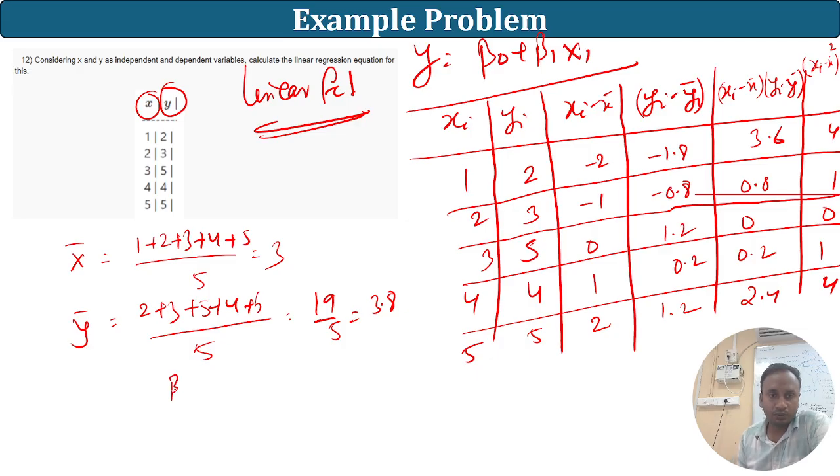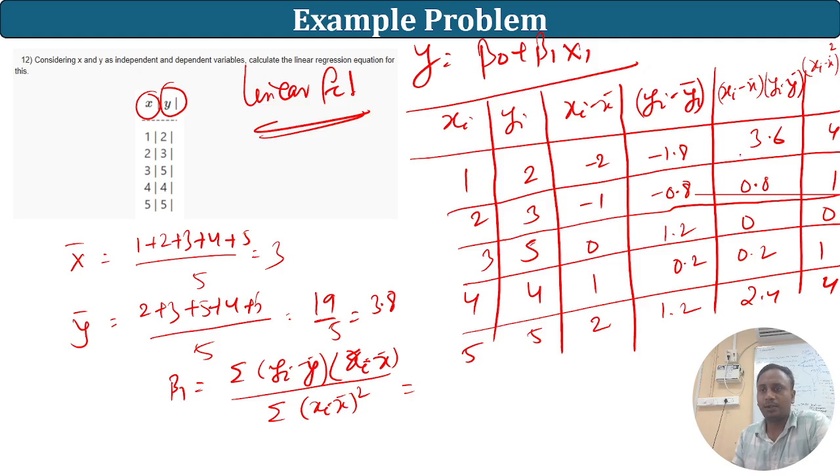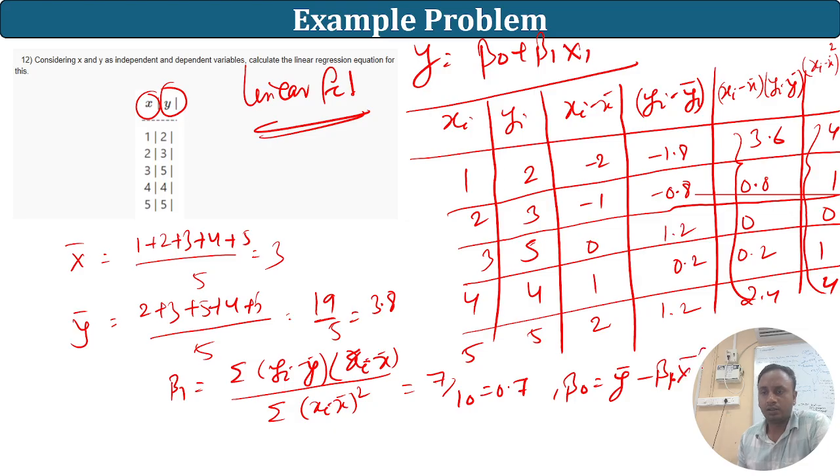Now what will we calculate? B1. The formula is the summation of xi minus x bar times yi minus y bar, divided by the summation of xi minus x bar whole square. The total came to 7 by 10, which is 0.7. What about beta naught? We get y bar minus beta 1 x bar, which is 3.8 minus 0.7 into 3. It came to 1.7.